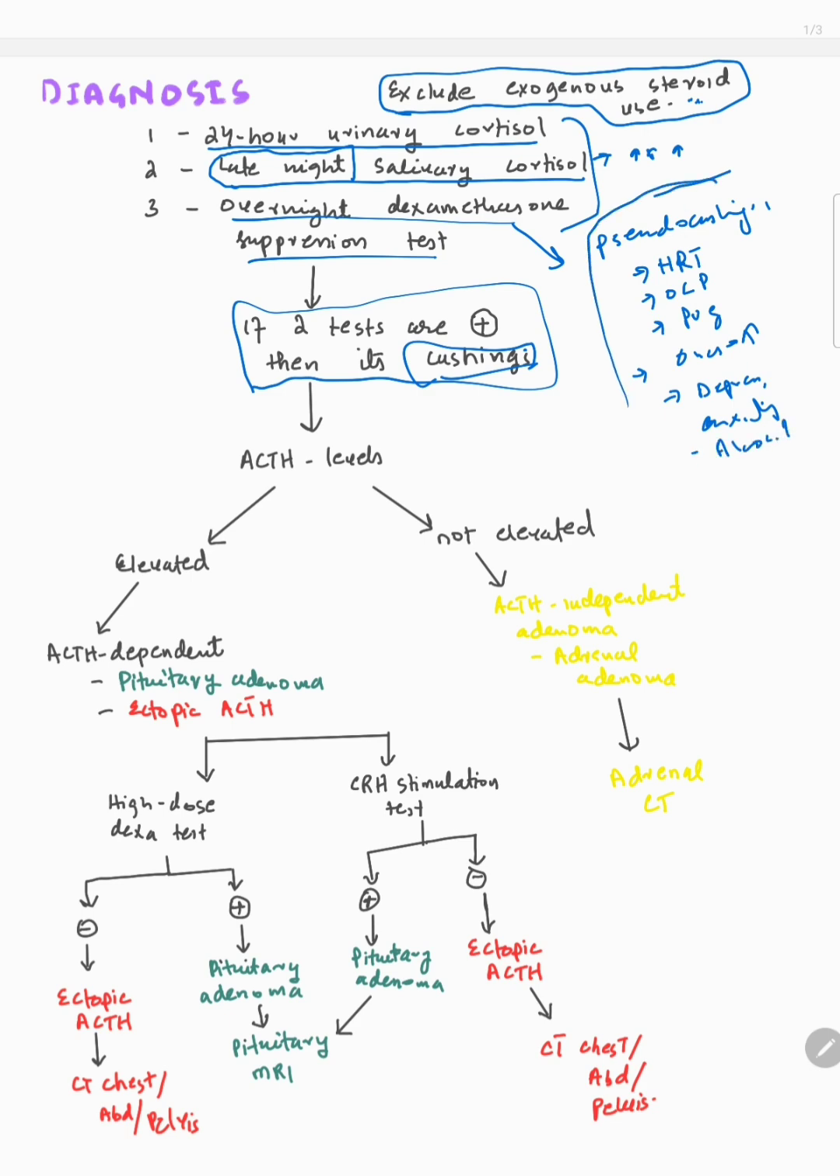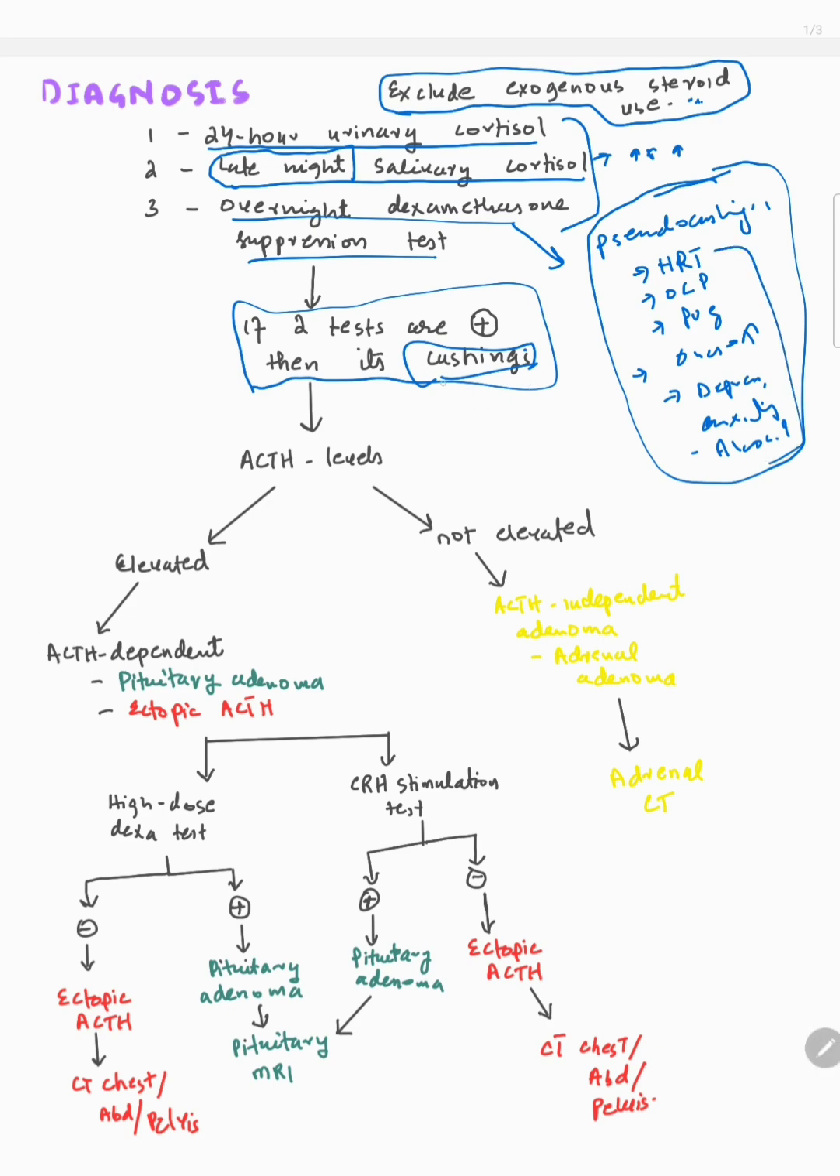So these are all causes of pseudo-Cushing's. If the patient clinically presents as Cushing syndrome, but when you do tests, the tests do not show any Cushing's, that means it is basically pseudo-Cushing's. And we listed all the causes of pseudo-Cushing's.